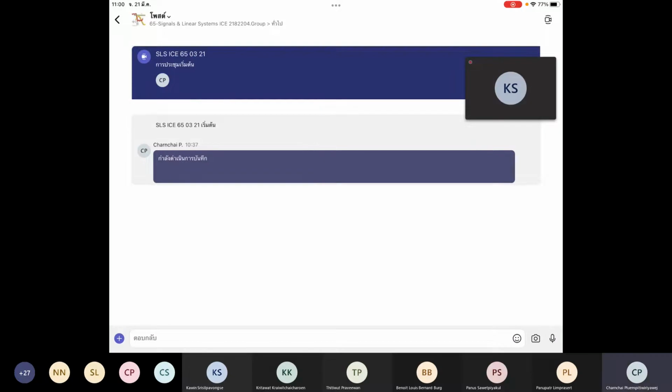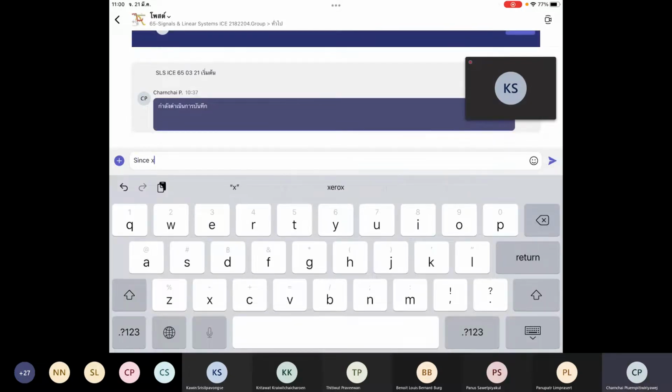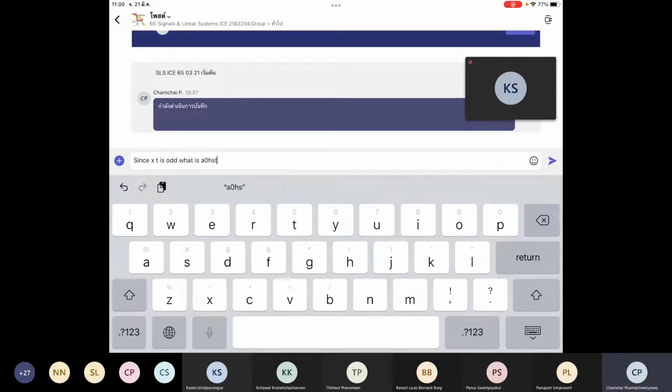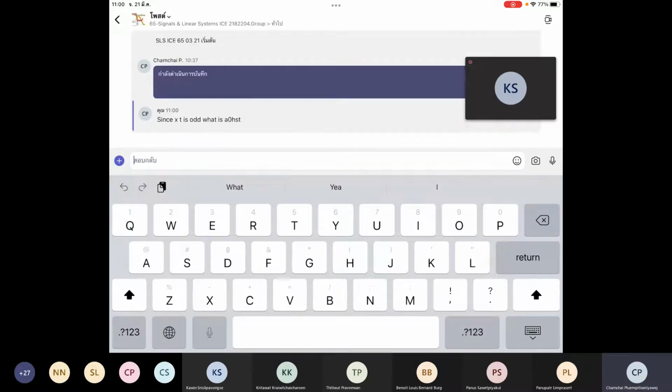Since x of t is odd, what is a zero hat? Okay, everyone please answer it to get attendance point for today.